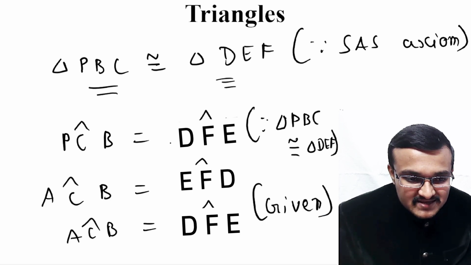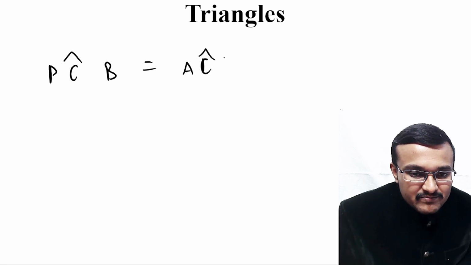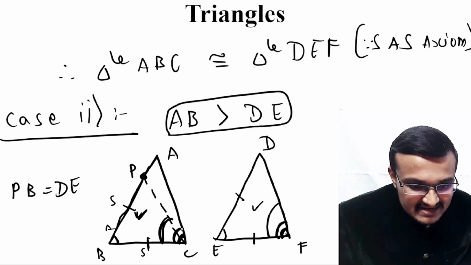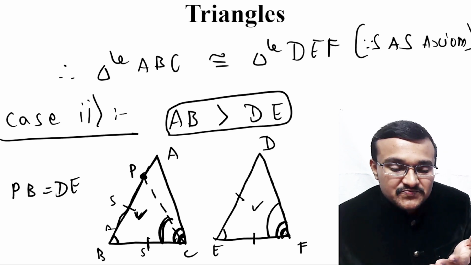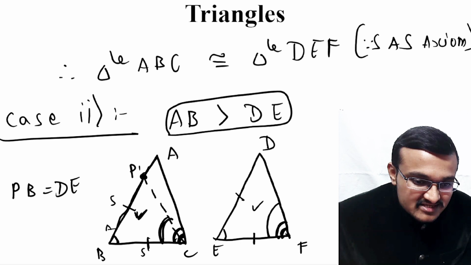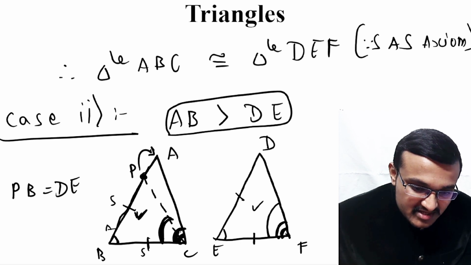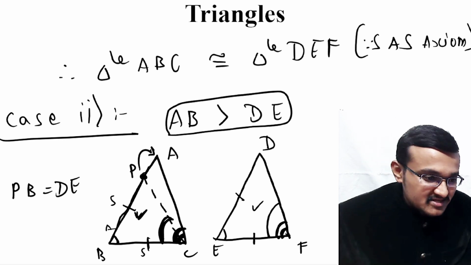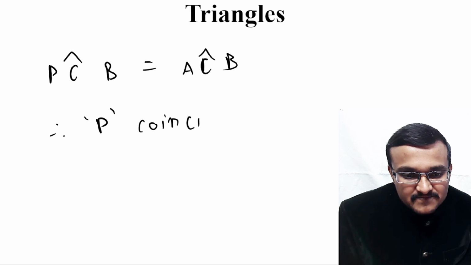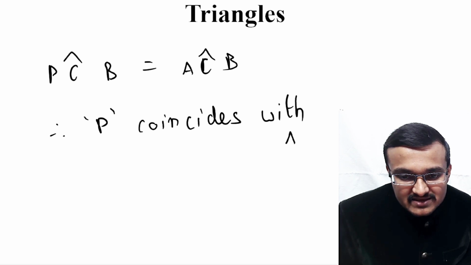So that means here you can see PCB will be equal to ACB. So that means here PCB, this angle and this particular angle are equal to each other. So this is possible only when P and A coincide with each other. Only when this point is coinciding with A, then this particular angle and this particular angle will become equal to each other. So therefore P coincides with A.